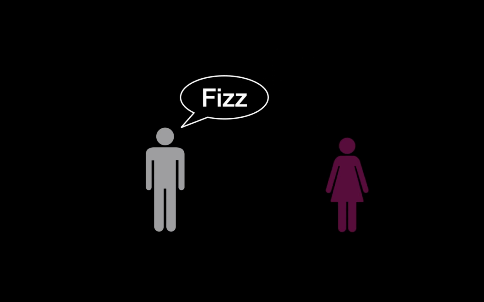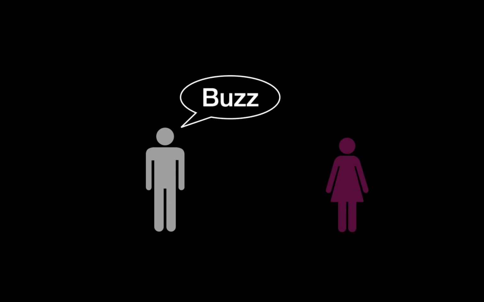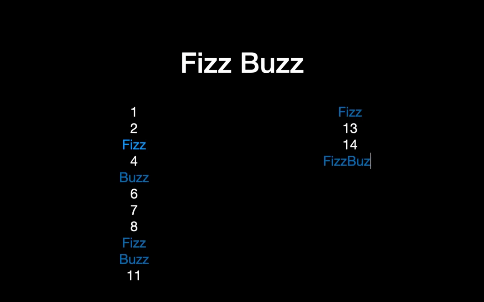If the number is divisible by 3, they have to say fizz. Divisible by 5, they have to say buzz. And divisible by 15, they have to say FizzBuzz, and so on. So this is a question checking if the candidate knows about the simple for loop and condition check.